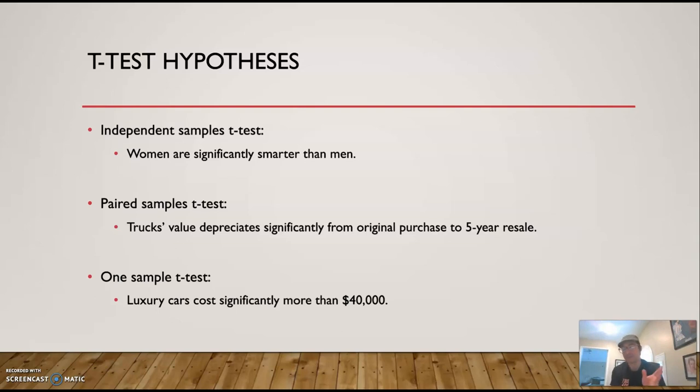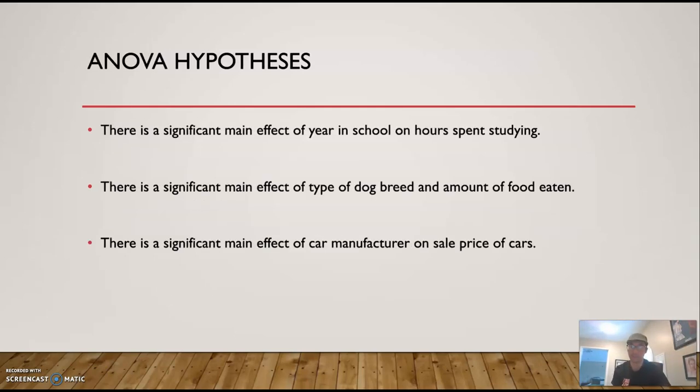With the one sample, this is also fairly uncommon, but you always provide a value. So $40,000 in this case is the value that I provide. As I said, fairly uncommon. That first one is very common, but the next two don't get used a whole lot in theses.